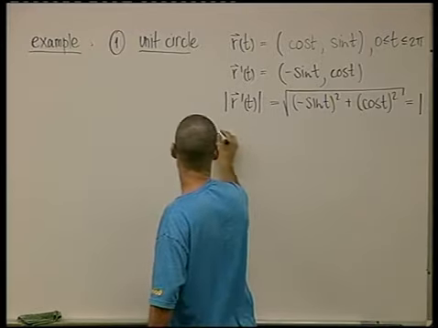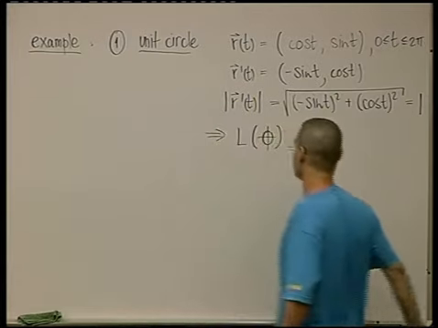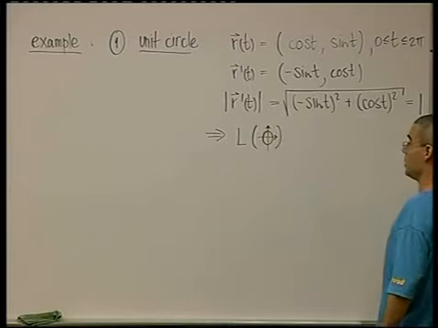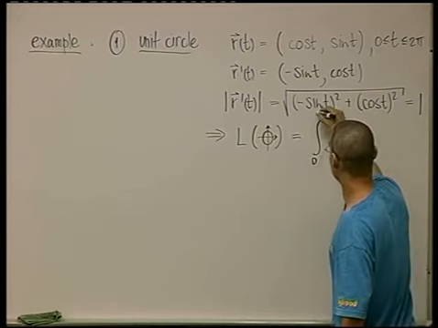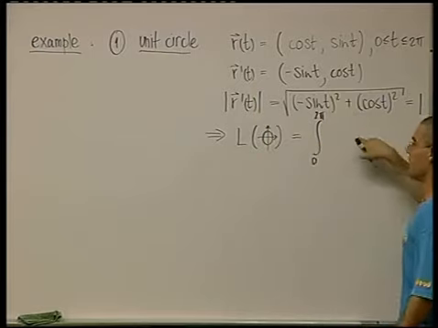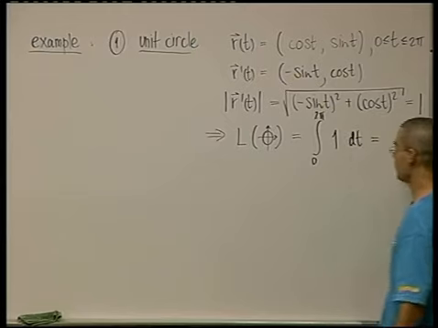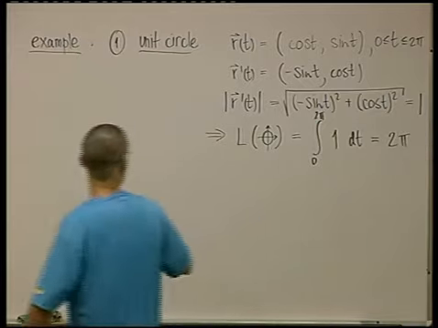Therefore, what's the length of the circle? Is it clear what I meant to write here? So the length of the unit circle is the integral, t ranges from 0 to 2 pi, of the length of r prime of t, which is 1, dt. And this just gives 2 pi, and we knew that. The circumference of a circle of radius 1 is just 2 pi times the radius. Okay, good. Let's do another example.